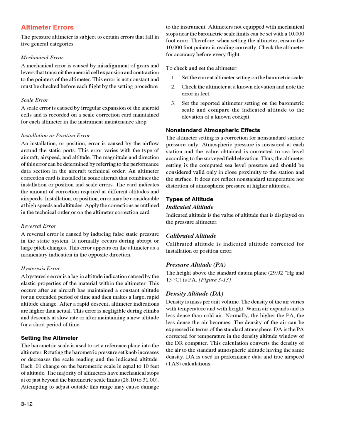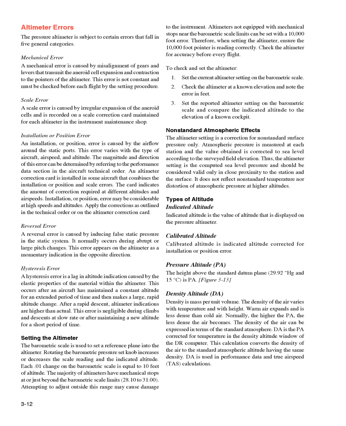An altimeter correction card is installed in some aircraft that combines the installation or position and scale errors. The card indicates the amount of correction required at different altitudes and airspeeds. Installation, or position, error may be considerable at high speeds and altitudes. Apply the corrections as outlined in the technical order or on the altimeter correction card.